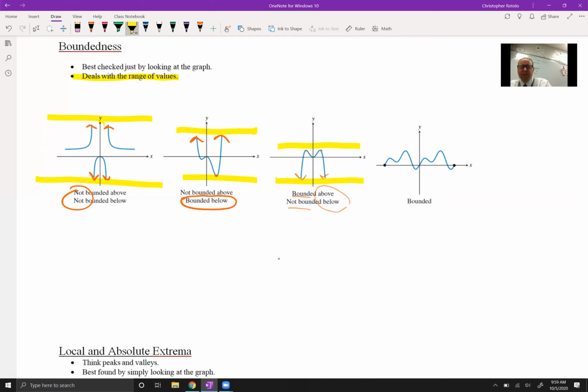And our last one on here, top and bottom, look, all the points stay within those values. We don't care what the values are at this point. That's the next section that we talk about. Okay, but we know that this one is bounded because we can put a limit to the top and a limit to the bottom. Okay, so again, the big thing here is range values. Okay, so we dealt with horizontal lines.